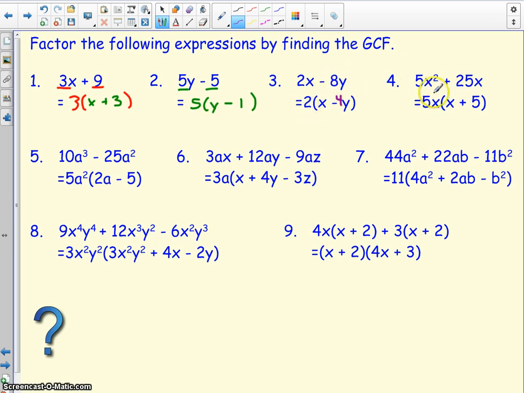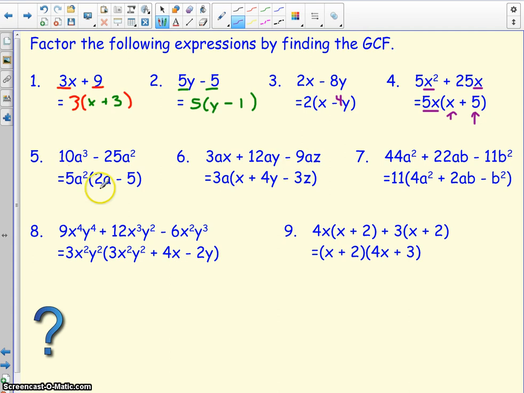Here for number 4, this is the first time where you actually have a variable in common you can take out. So you can't just take out the 5, because that's not the greatest common factor. You can also take out the fact that we have an x squared and an x. We can take out an x. So we can take out 5x as our greatest common factor. Then we can figure out what's left over. Okay, 5x times x gives me x squared, so we get x here. And 5x times 5 gives me 25x.